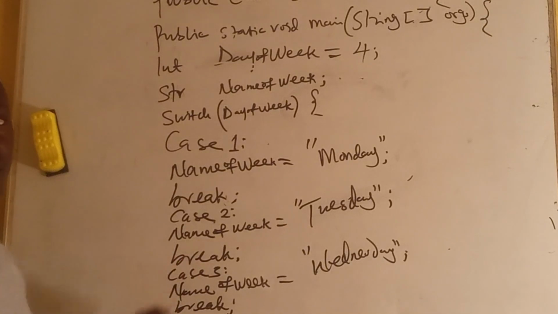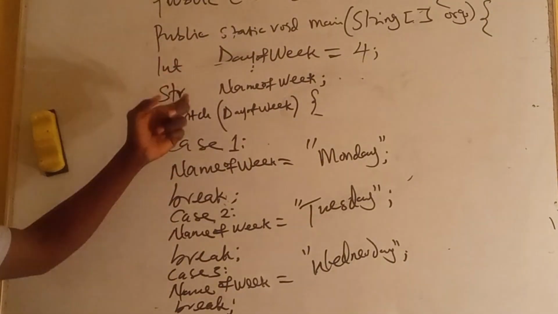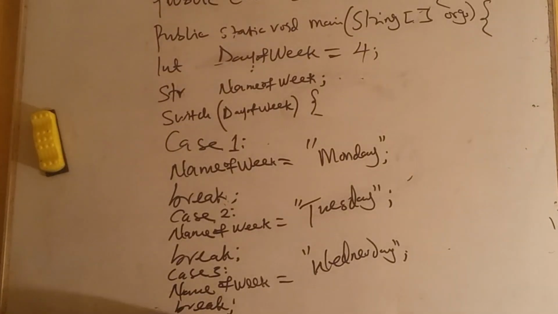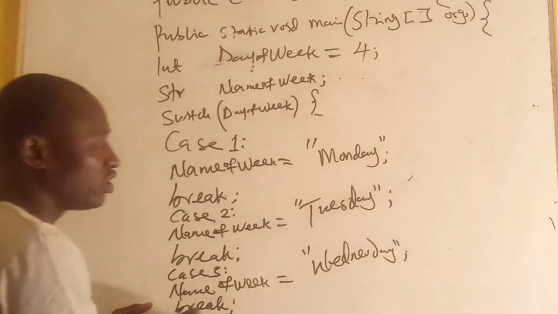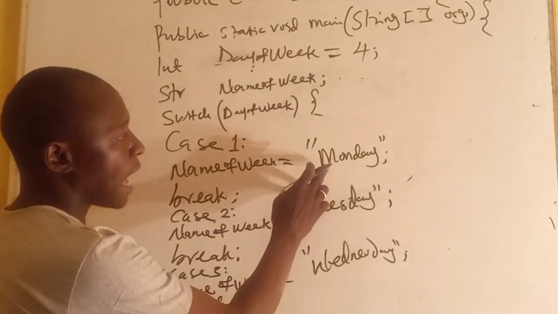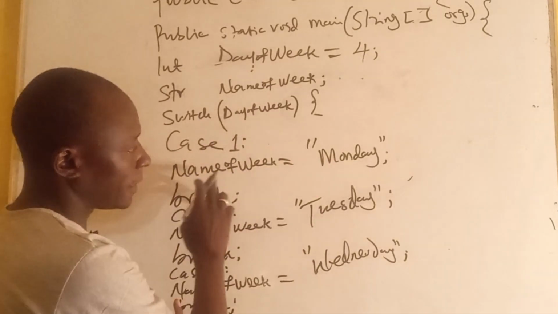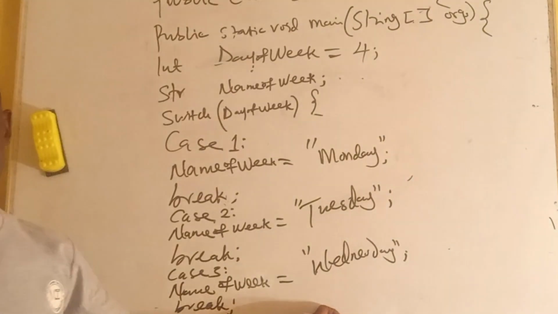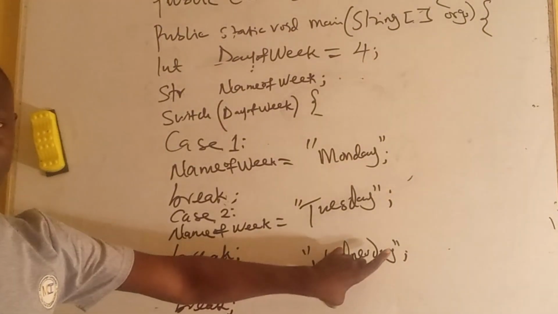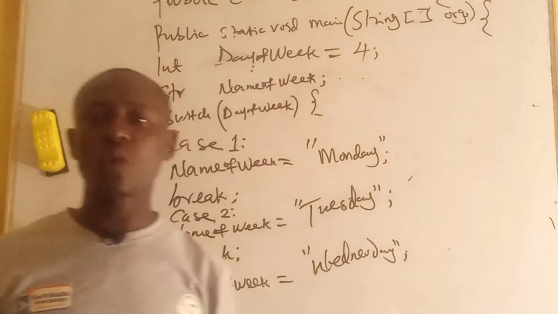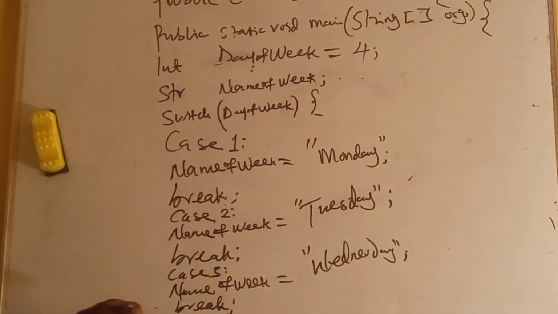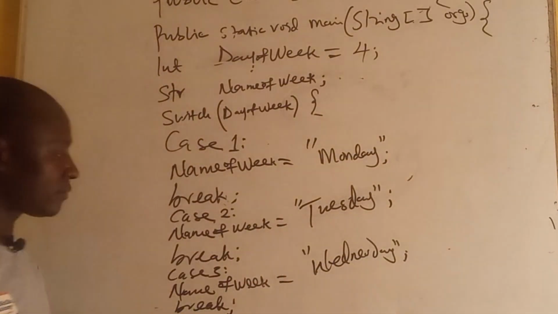That's how you go from case 1, case 2, case 3, up to case 7. At the time you reach, assuming you have filled in all these up to Saturday, you have that of Sunday, right? You are done with the Sunday. So the next one is to end the program. So at that point, you cannot say it after your break.